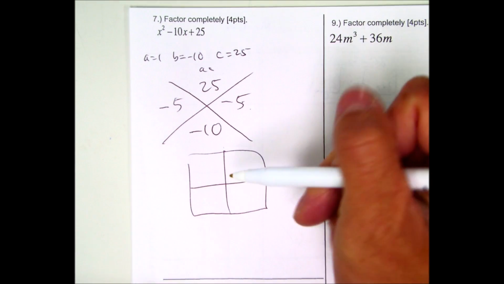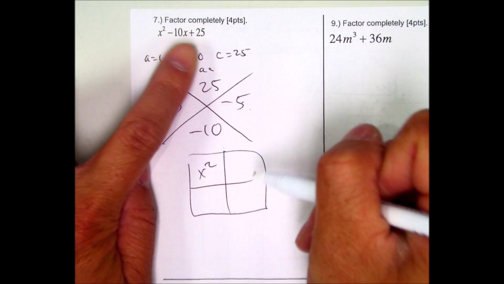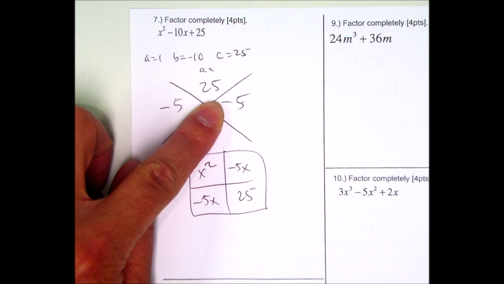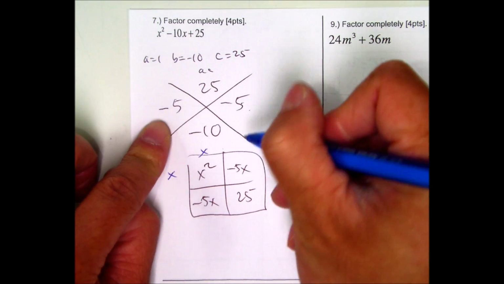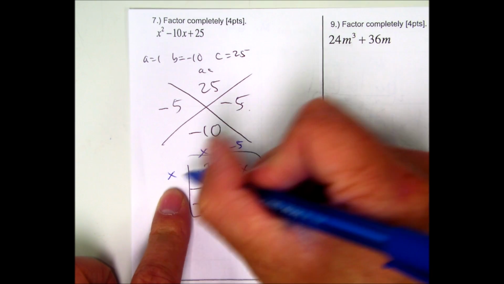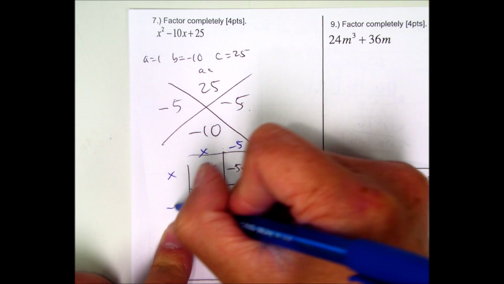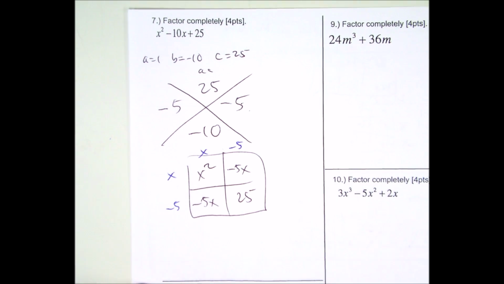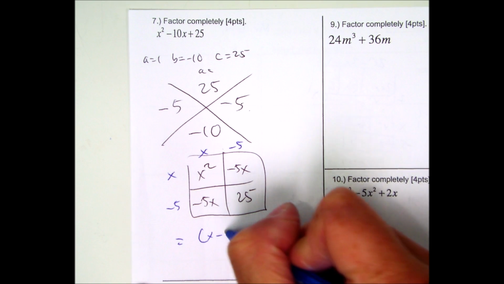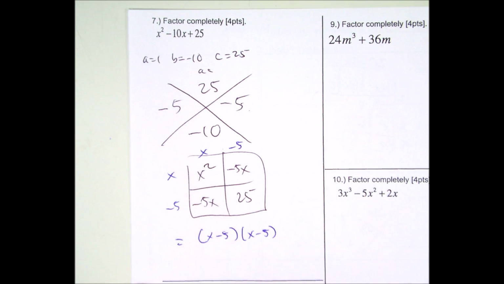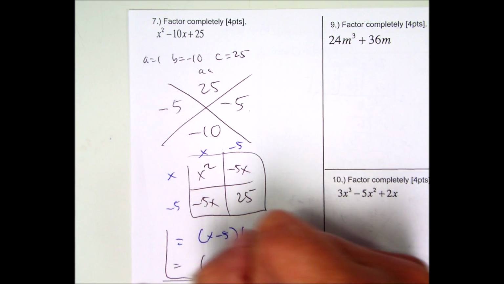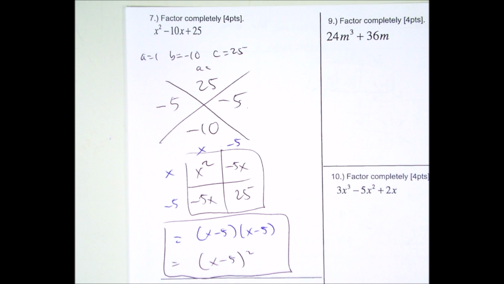Go into the box if you like. x squared, 25, negative 5x, negative 5x. And that'll be x. This will be a negative 5. Negative 5 times x is negative 5x. x times negative 5 is negative 5x. Negative 5 times negative 5 is a positive 25. So your two solutions you could have had is x minus 5 times x minus 5, or if you have two of them, you can just write it as x minus 5 squared. Either of these answers would have gotten you full credit.